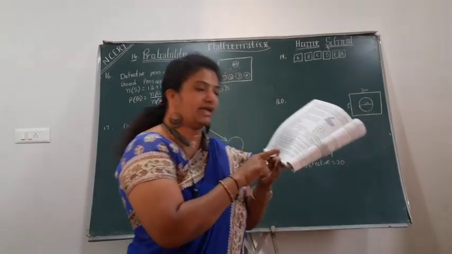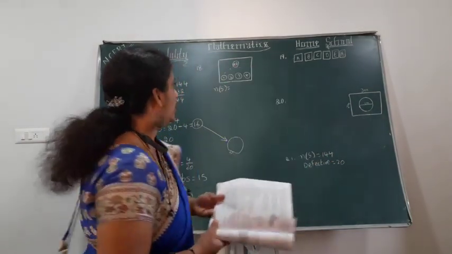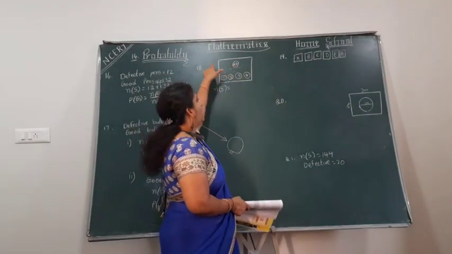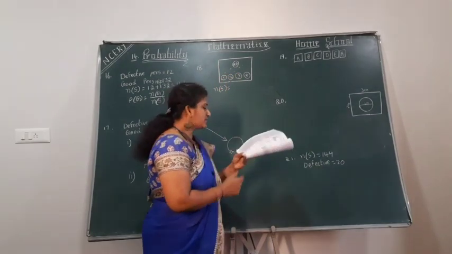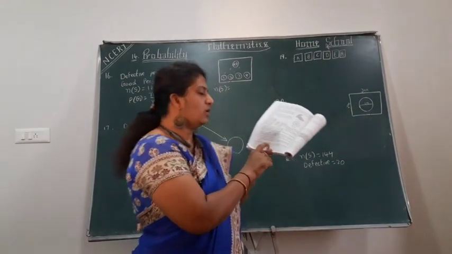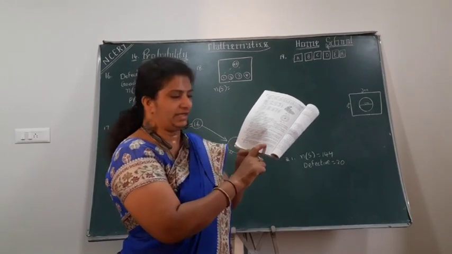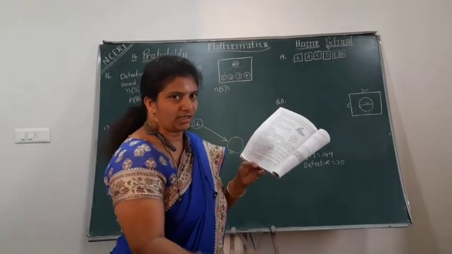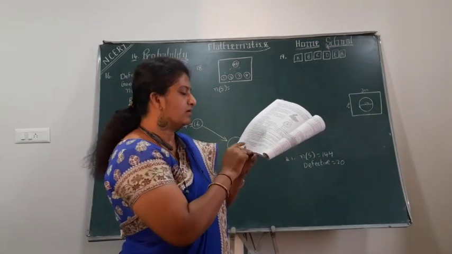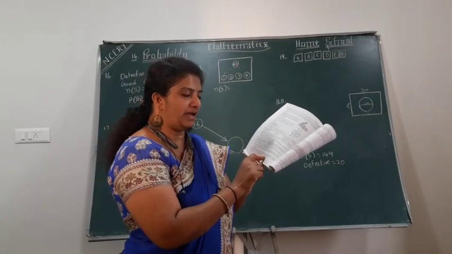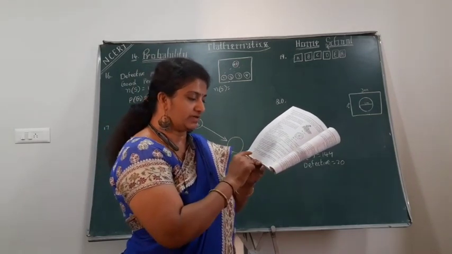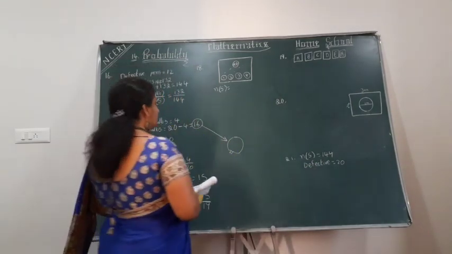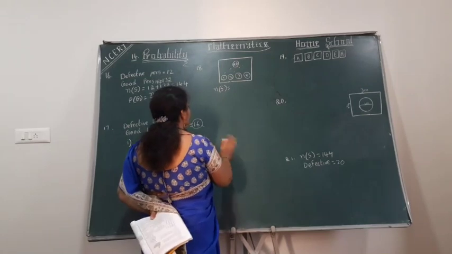A box contains 90 discs. I have drawn only 5 discs. Imagine these as the discs, and it is a box. A box contains 90 discs which are numbered from 1 to 90. If one disc is drawn at random, I am taking one disc from the box. Find the probability that it bears a 2-digit number, a perfect square number, a number divisible by 5. There are 3 sub-questions in this.